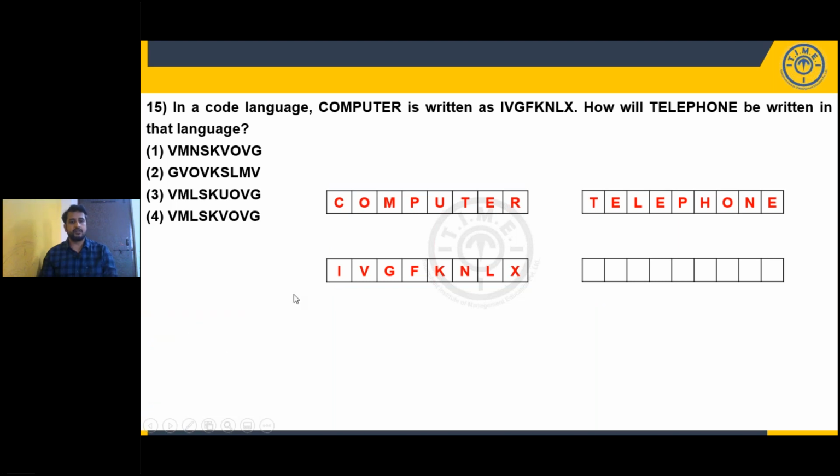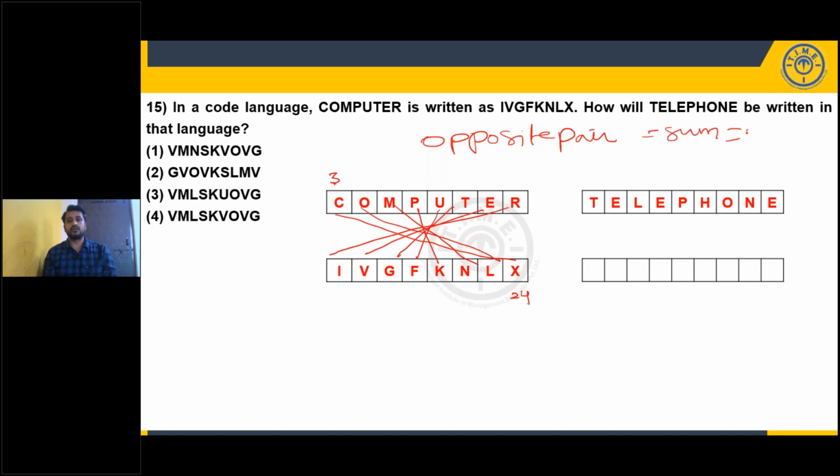First to first is not possible, so first to last. C and X. C is 3, X is 24. How are these two related? Opposite pair. The sum of the place values will be equal to 27. CX is an opposite pair, OL is an opposite pair, MN, PK, UF, TG, EV, IR are opposite pairs of letters. Try to memorize the opposite pairs of letters. For an opposite pair of letters, the sum of place values is equal to 27.